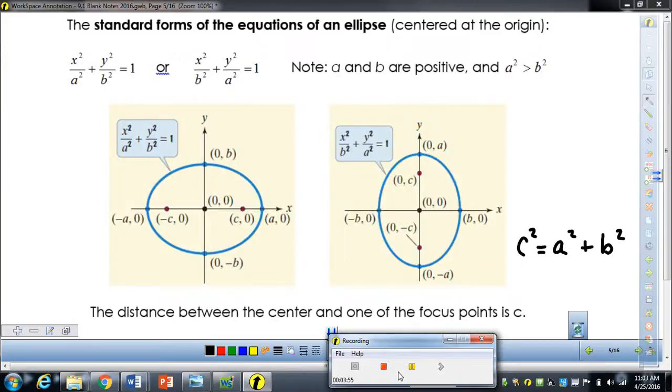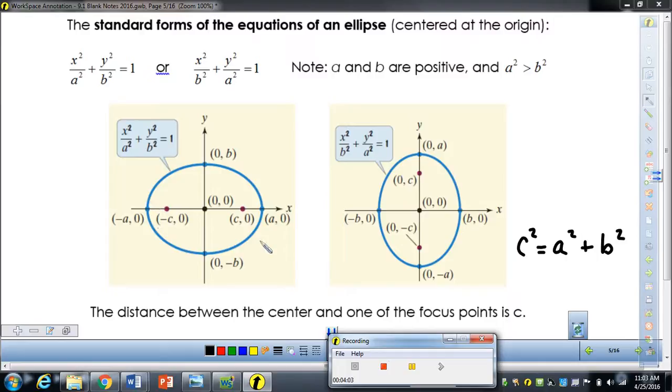The standard forms of the equations of an ellipse centered at the origin. We have seen some examples of this so far. It appears to be in the form of a fraction, x squared, y squared. We've got different denominators. Notice how there's a plus sign, and also that they are equal to 1. A squared is always greater than b squared, but see how they can be flipped? It doesn't matter where the bigger number is. It could be under the x squared or under the y squared.